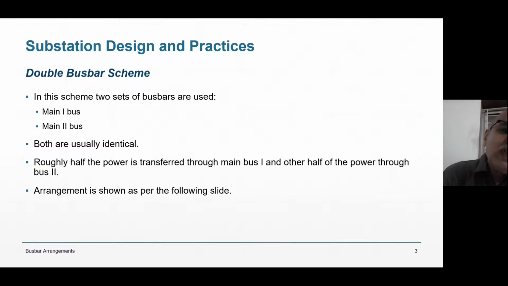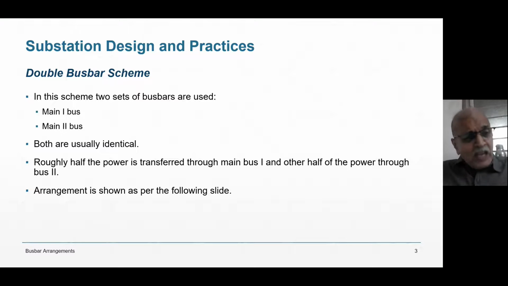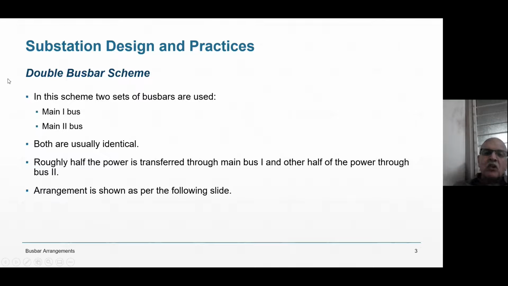There are 2 buses, main 1 and main 2. So, obviously, the cost is going to double. Main bus 1 means there are 3 phases, R, Y, B. Main bus 2 means again 3 phases, R, Y, B. And the capacity of the bus is usually the same. Both are identical. The current capacity will be the same. So obviously the scheme is going to be costly. Not only that, because we are going to use 2 buses, the space will also be more. So that will also be costly.